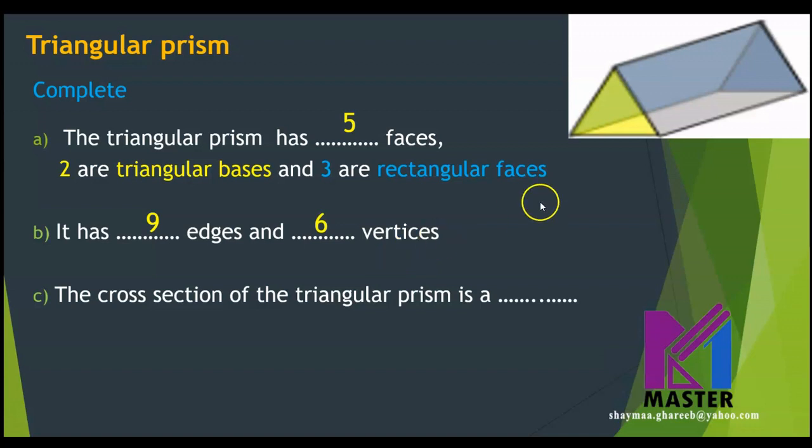It has 6 vertices, 1, 2, 3, 4, 5, 6. The cross section of the triangular prism is a triangle. That's why we call it triangular prism.